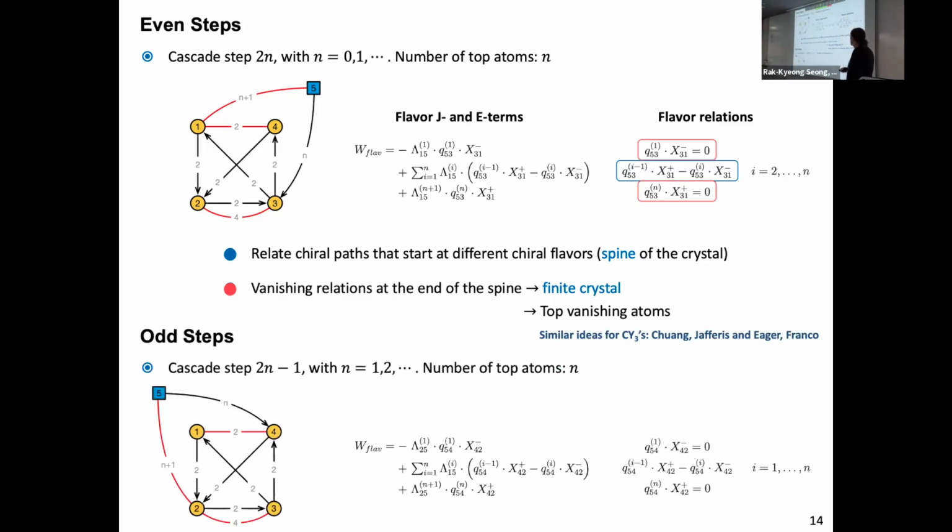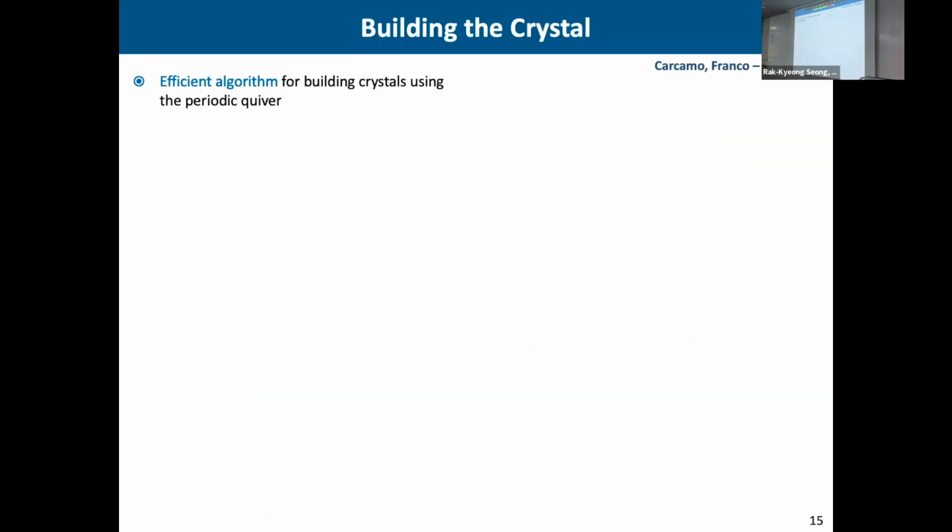And at the odd steps, it looks very similar. It's slightly different. Sorry, by the way, what I did is I rotated all the quiver in such a way that it's given in the same order as the original one. Okay, but you see that still it's true that you have more Fermis than chirals and the same kind of structure. So how do you build the crystal? For building the crystal, you have to look at the operators made out of chiral fields, starting from the chiral flavors, modulo J and E terms, and make sure that you efficiently use these vanishing relations at the endpoints.